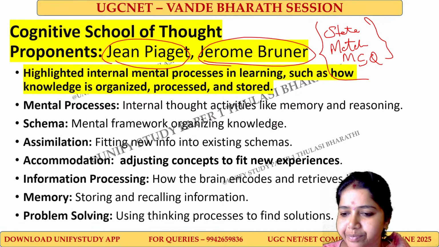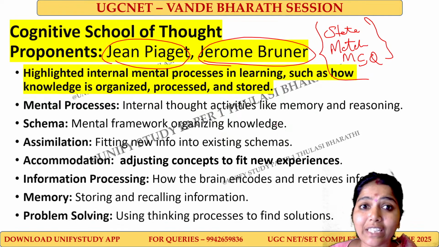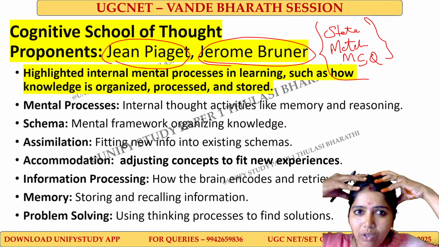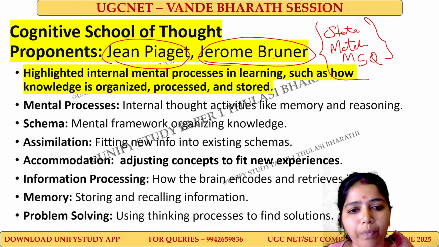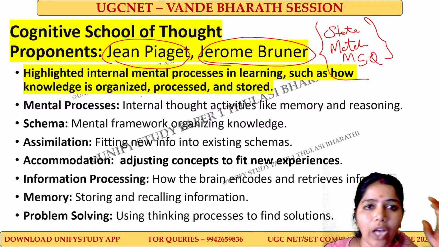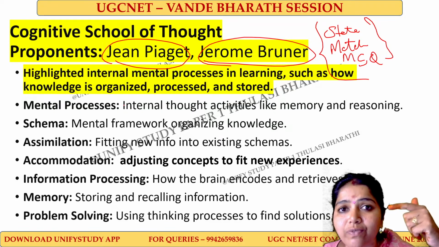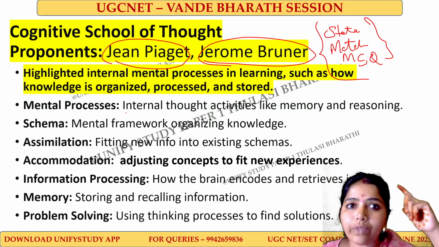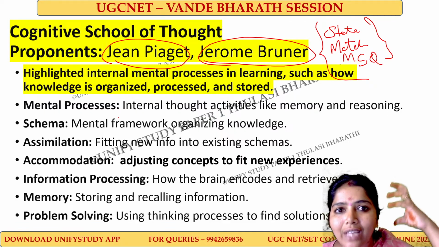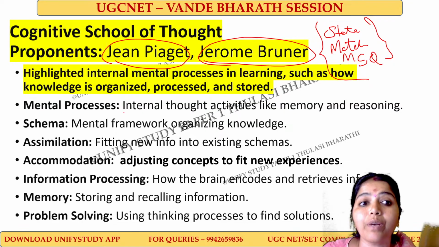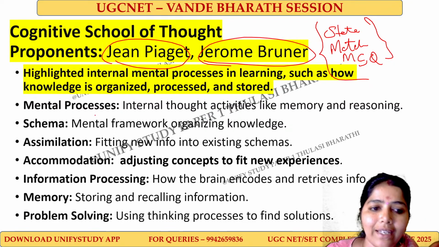Okay. Next we move to cognitive. What is cognitive? Our brain is cognitive, the knowledge here. So this was proposed by Jean Piaget and Jerome Bruner, and they worked on how our internal process works when we learn something. How the knowledge is being organized, how it is being processed, how it is being stored. So that was the main thing contributed by these two proponents. And here these are the terms.